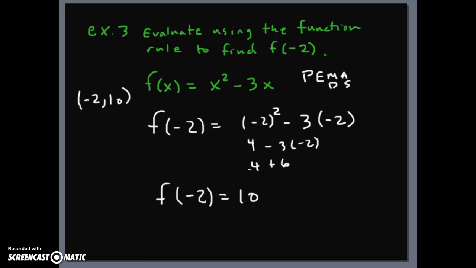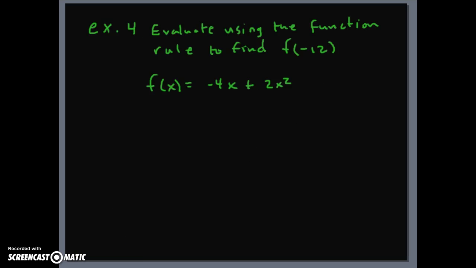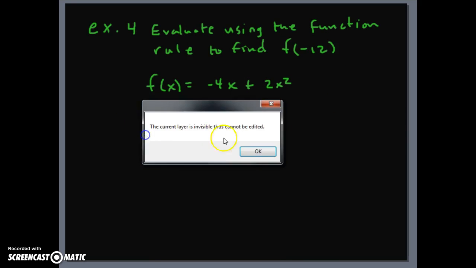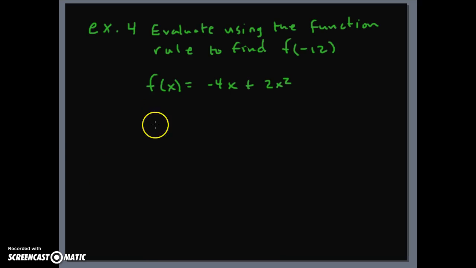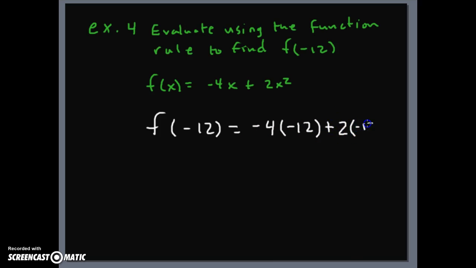Alright, this will be the last example today. Example number 4. Evaluate using the function rule to find f of negative 12. So we're going to set this up. 2 in a row, man. We're going to set this up where we put in negative 12 for x. So we've got negative 4 times negative 12 plus 2 times negative 12 squared.